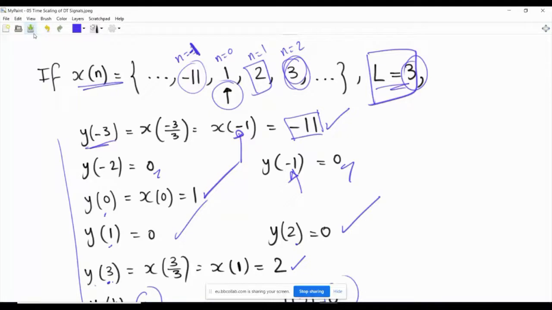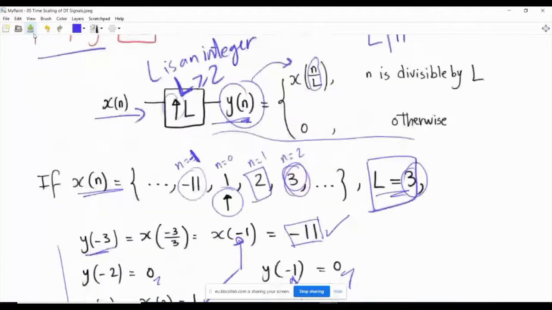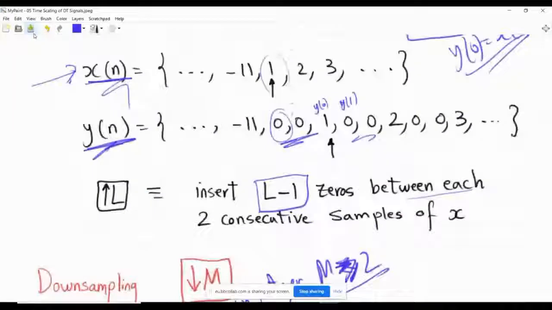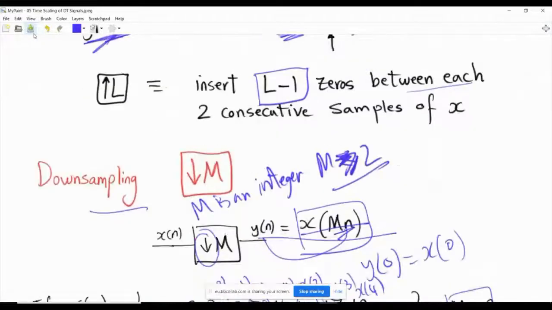Is upsampling an invertible operation and downsampling is not? Yes, that's true, because in downsampling you discard the samples, but for the upsampler, you just have those zeros. You can just remove the zeros and you are back to your original signal. But when you discard the samples, you cannot get back your signal.